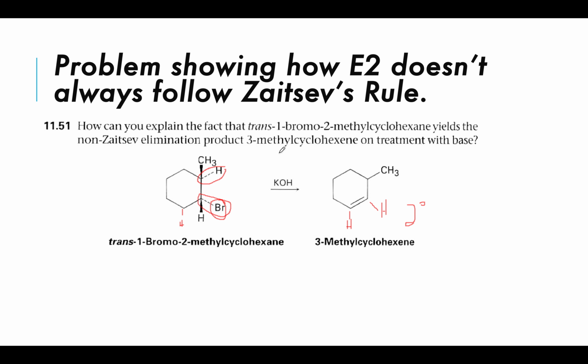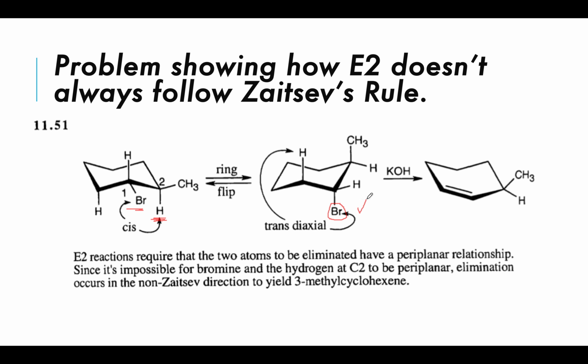This bromine and this hydrogen, at the moment, one is in equatorial, the other one is in axial. Let's flip it. Now my bromine is in axial, but now my proton's in equatorial. So they're never in an anti-periplanar or anti-coplanar position.